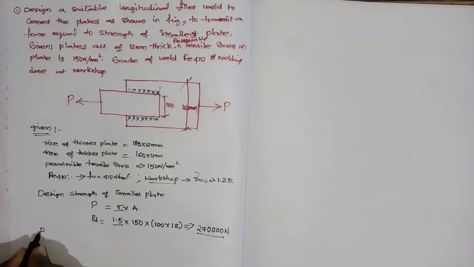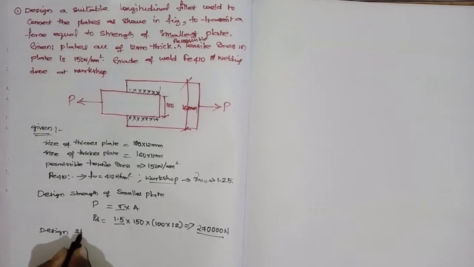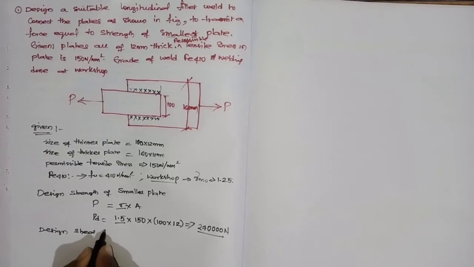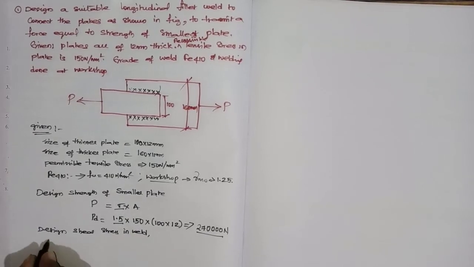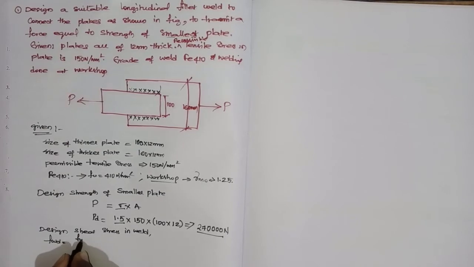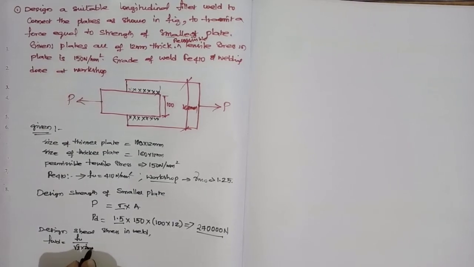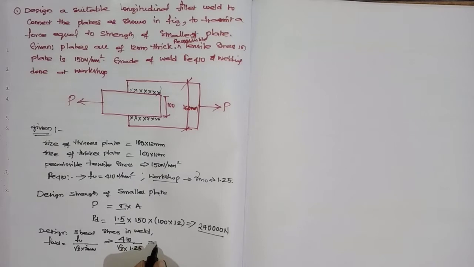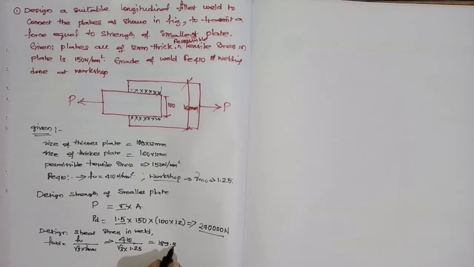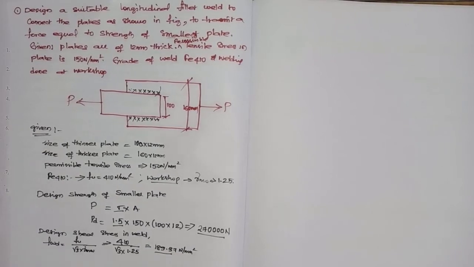Next, design shear stress in the weld. What is the formula? FWD equals FU by root 3 into gamma MW. So it is 410 divided by root 3 into 1.25. It will be around 189.37 Newton per mm square. Okay, so you have calculated FWD.